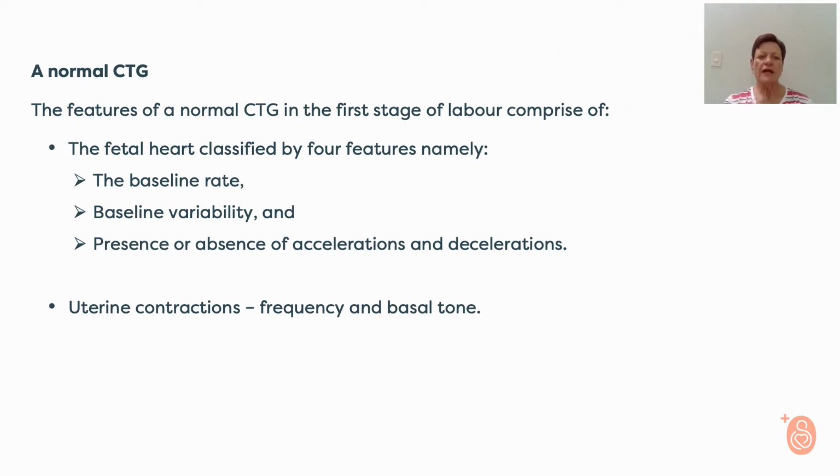Now, when we look at the interpretation of a normal CTG, there are always certain features that we look at. When we look at the fetal heart, there are four very important aspects: the baseline, the baseline variability, and then the presence of accelerations or decelerations, or combined we call them the presence of periodic changes. From period to period, there are some accelerations or there are some decelerations. And then also we look at the contractions.